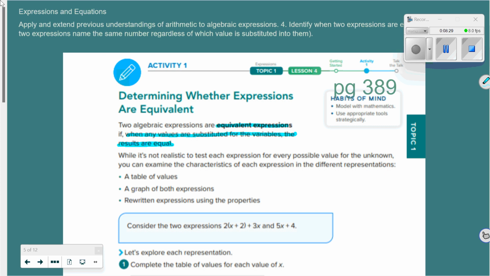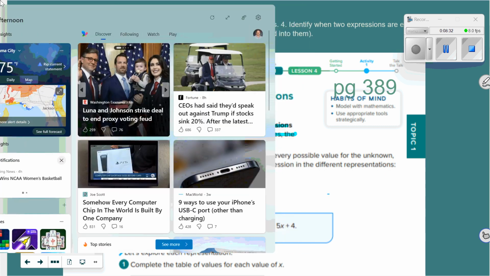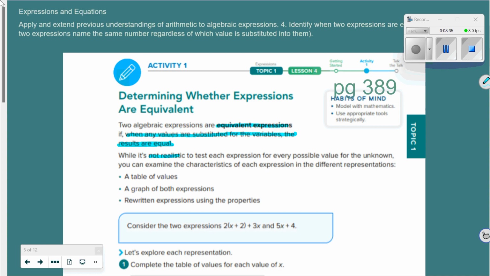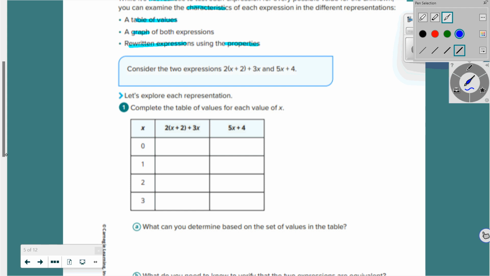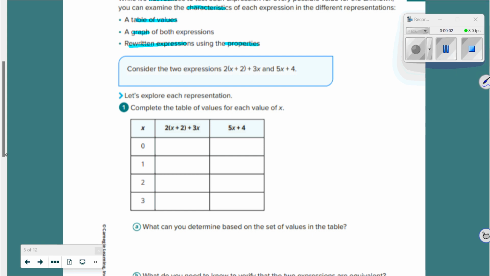That means it's equivalent. In order to determine equivalence, it's not realistic to test every possible value, but you can examine the characteristics from different representations. You can do a table, you can do a graph, or you can rewrite the expressions using properties. So Mr. McCann and I are about to hand out a whole sheet of properties for you that are going to help you understand what mathematical properties we use to justify switching the format of our answer.